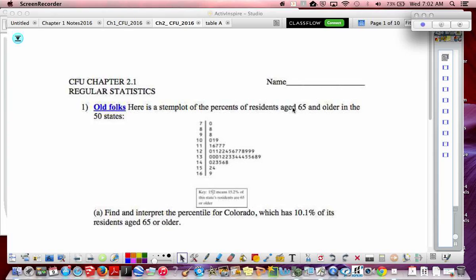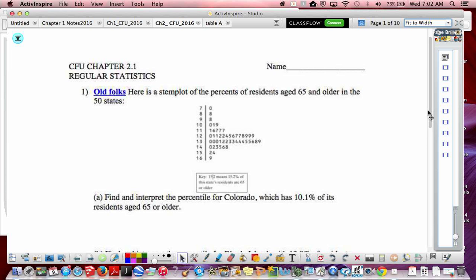Let's take a look at your CFU packet, chapter 2.1 problems. Today we're talking about percentiles and z-scores and looking at a relative frequency graph and predicting values from it. So the first example was just a nice review of percentiles.